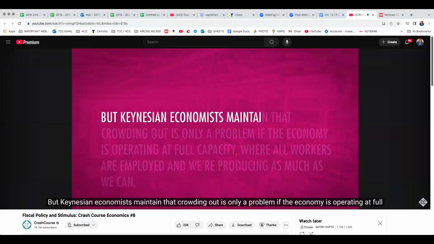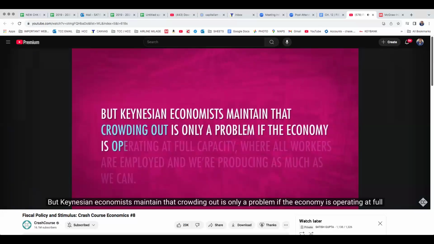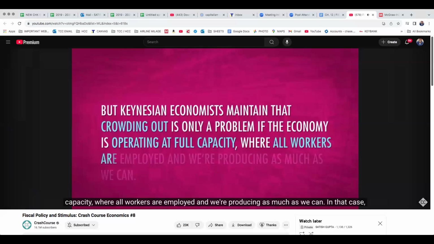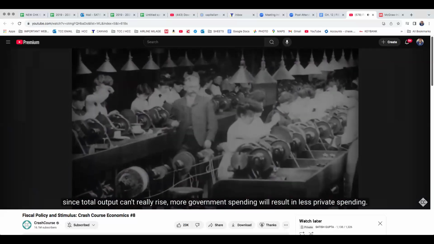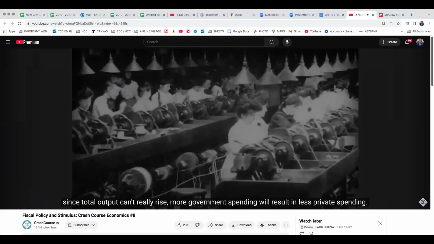But Keynesian economists maintain that crowding out is only a problem if the economy is operating at full capacity, where all workers are employed and we're producing as much as we can. In that case, since total output can't really rise, more government spending will result in less private spending.